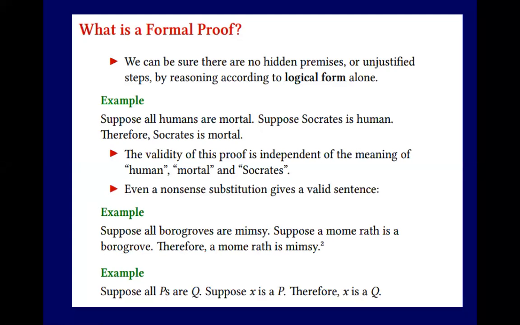All human beings are mortal, and Socrates is one of the human beings. So even a nonsense substitution gives a valid sentence. Suppose all Borgros are M.Sc. I.T. Suppose a Momrat is a Borgro. Therefore, a Momrat is M.Sc. I.T. All these are referred examples which you can find in any of the online sources.